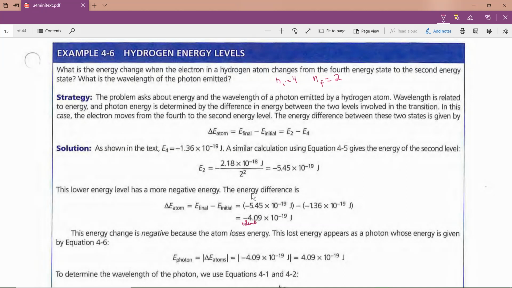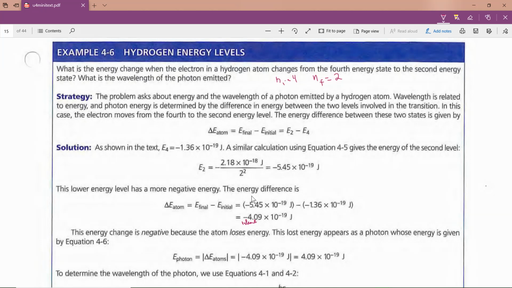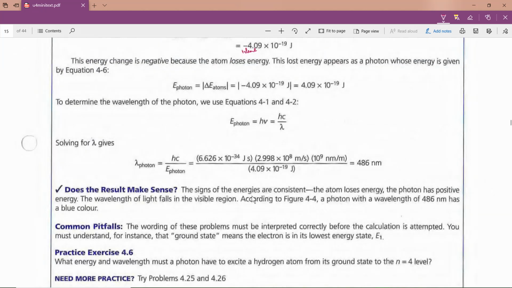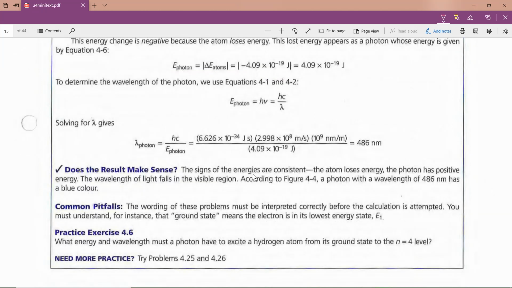This loss of energy appears as a photon whose energy is given by equation 4.6. To determine the wavelength associated with that energy, we got 4.09 by 10 to the minus 19 joules. E photon is hc over lambda, so lambda is hc over the photon energy. Now, this question wasn't asked explicitly, but the wavelength is given in nanometers here, so you have this conversion to nanometers. So that's how it's done.